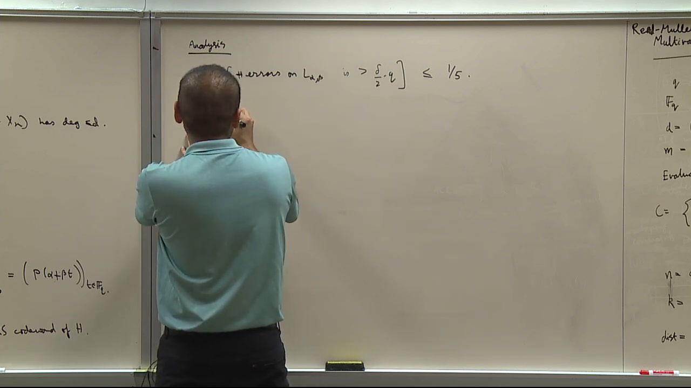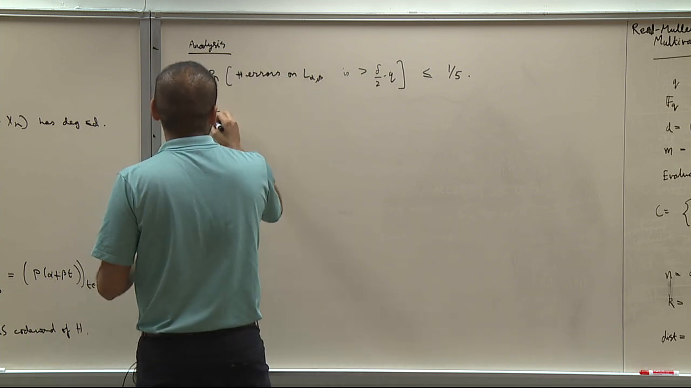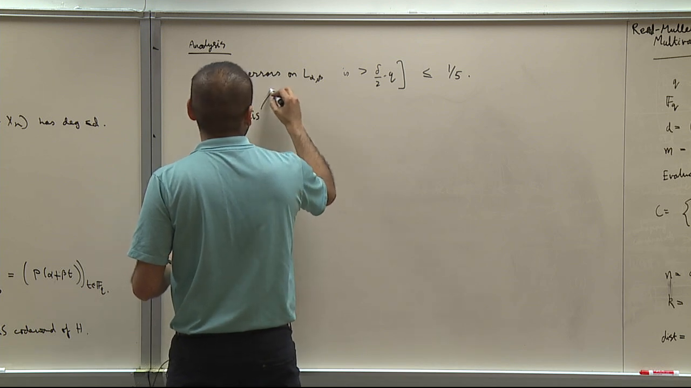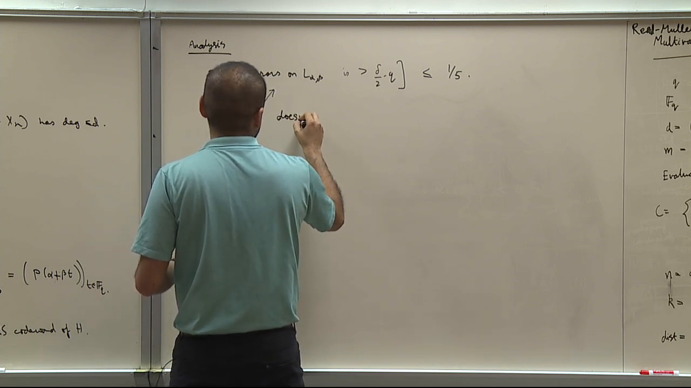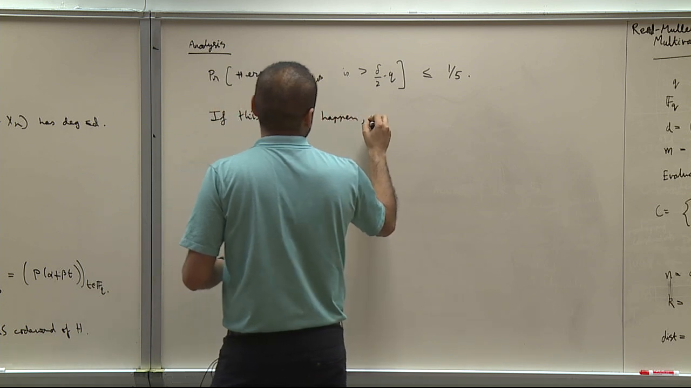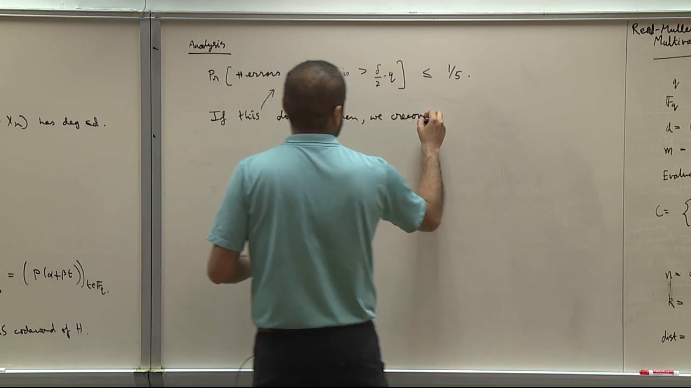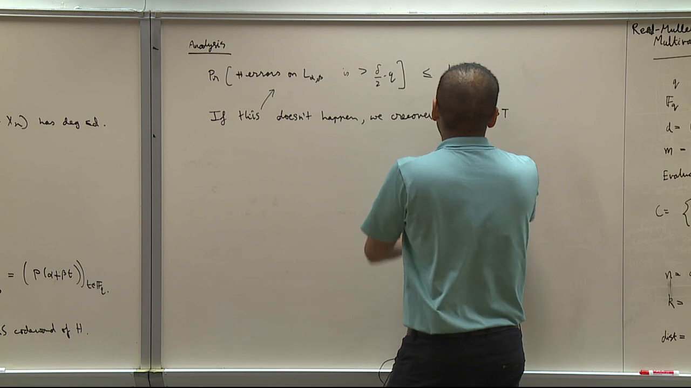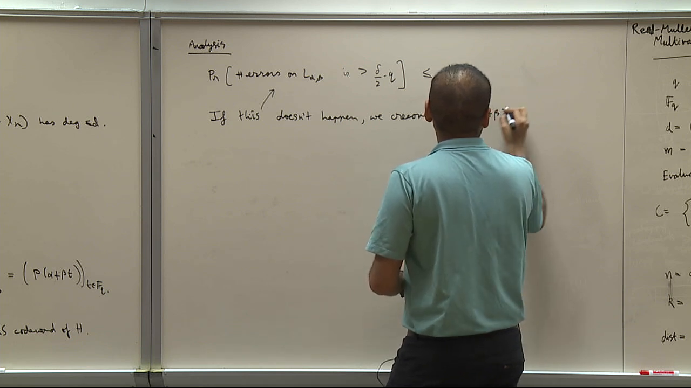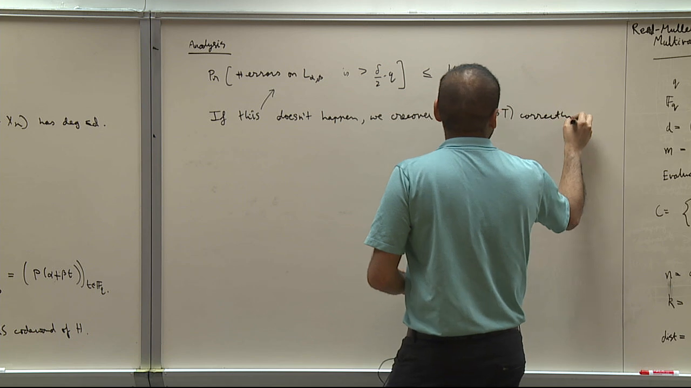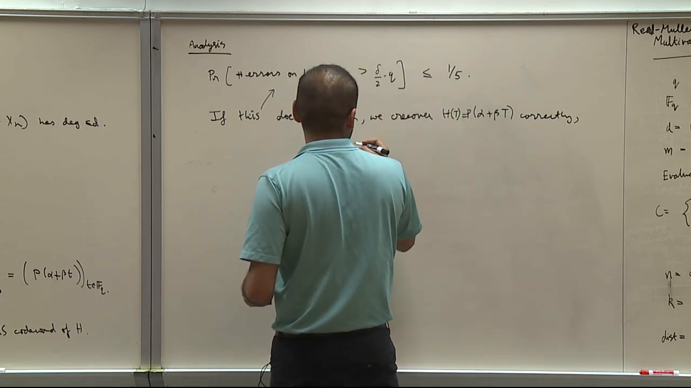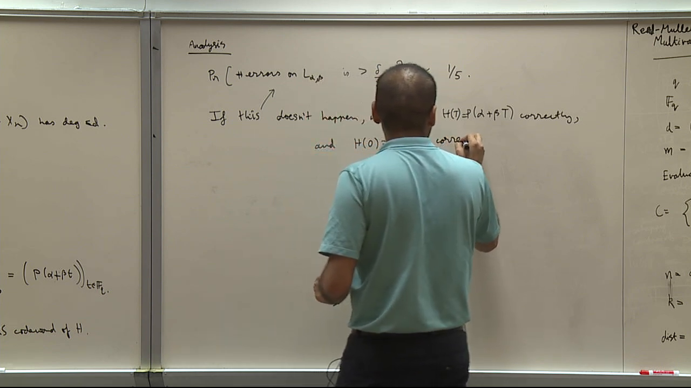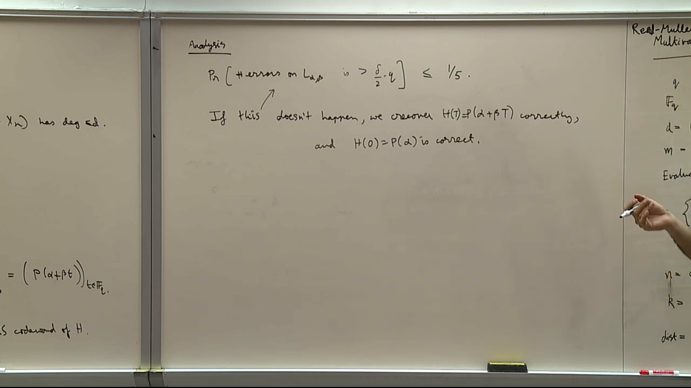So good. If this doesn't happen, we recover H, which is P of alpha plus beta t, correctly, and H of 0, which is P of alpha, is correct. Okay, so this was very simple.